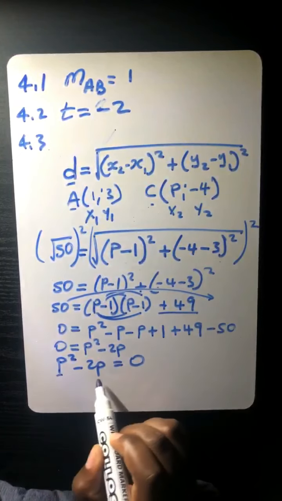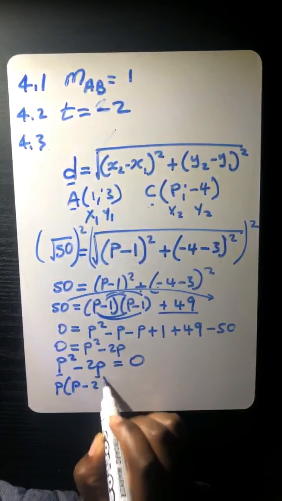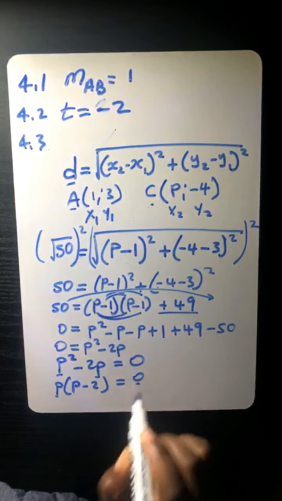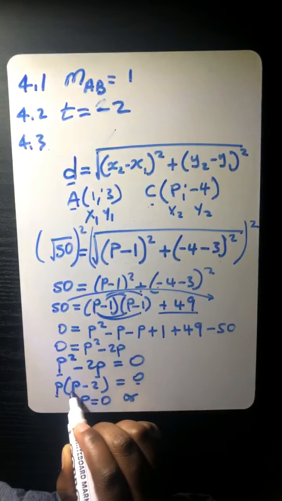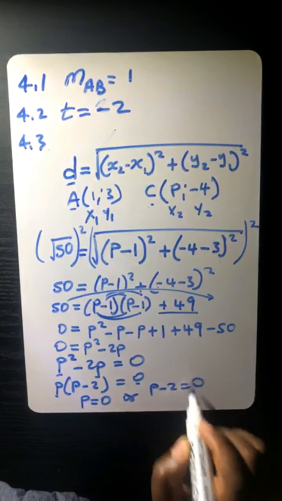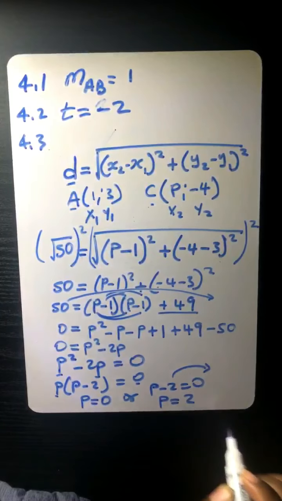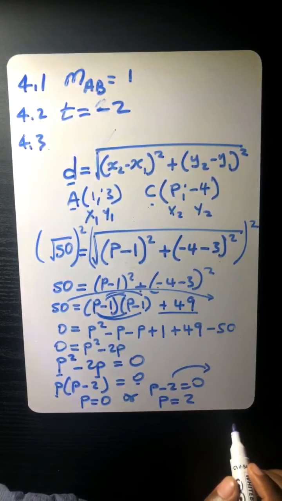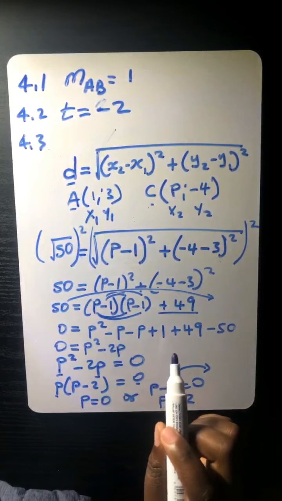Can you see p is there, p is there. So you can take it out, and then you have p(p minus 2) equals 0, which means this p you equate to 0, or p minus 2 you equate to 0, meaning p equals, you transpose, then it's positive 2.